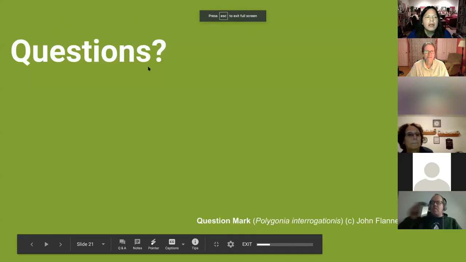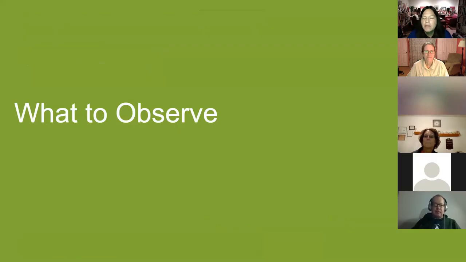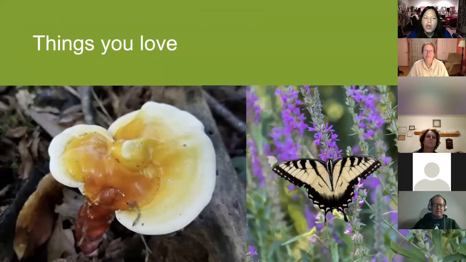Okay, moving on. We already did some questions. Let's see, what to observe. For me, it's really simple. I think you should start with what you love. I think you guys know I love mushrooms, so I'm going to take pictures of those. I also love butterflies and birds and trees, so those are the things that I pretty much observe. It's so easy. You do whatever makes you happy. Do whatever you're taking pictures of anyway. If you're out taking pictures of mushrooms and butterflies, no need to go further. You could just do that the whole time. So I'd start with things that you love.